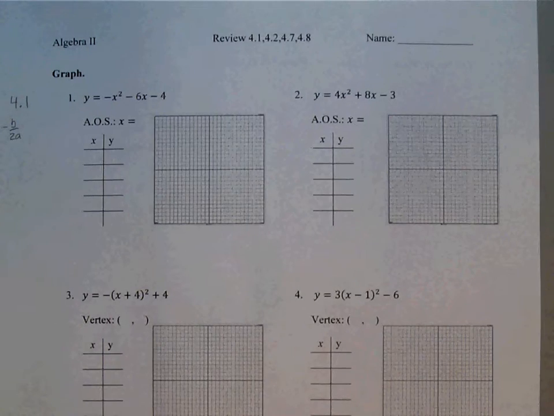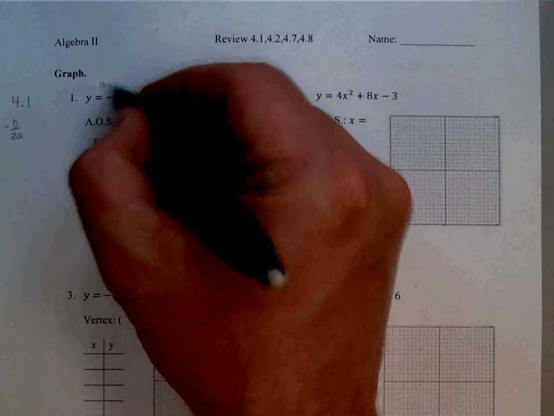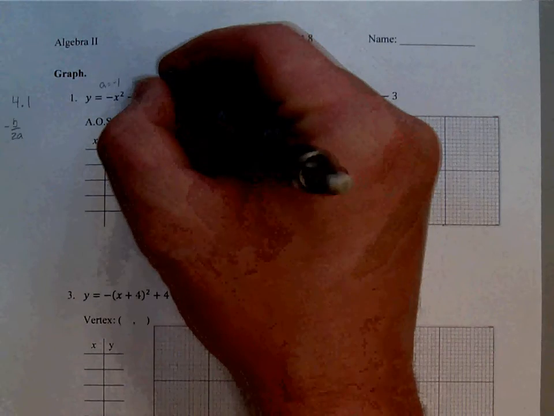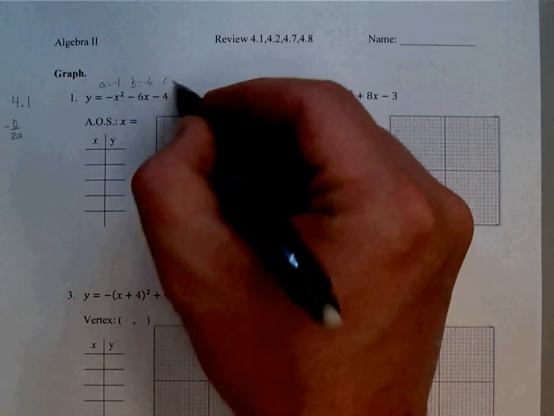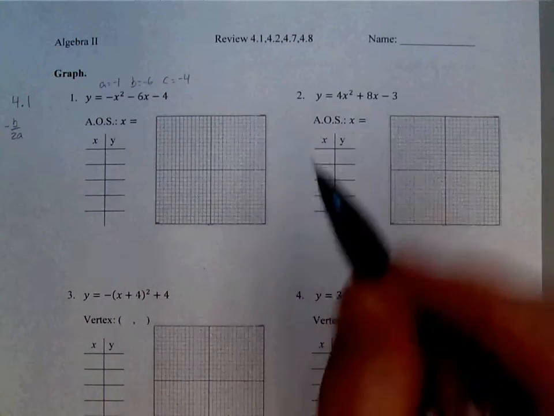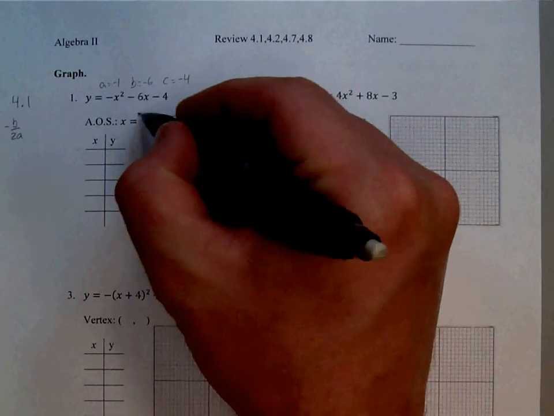So on number 1, I see that a is negative 1. So it's that number, the coefficient in front of x squared. The b is the number in front of the x, so that's negative 6. And c, which it doesn't ask us for in the formula, but that's the constant, the one that doesn't have a variable, negative 4.